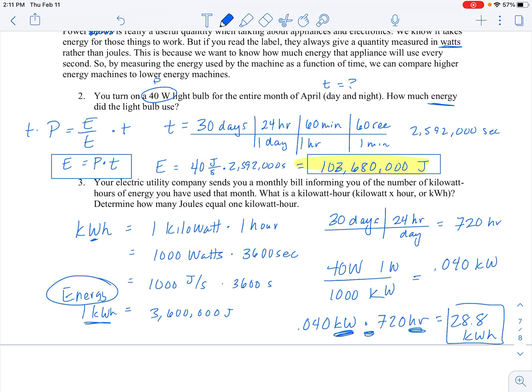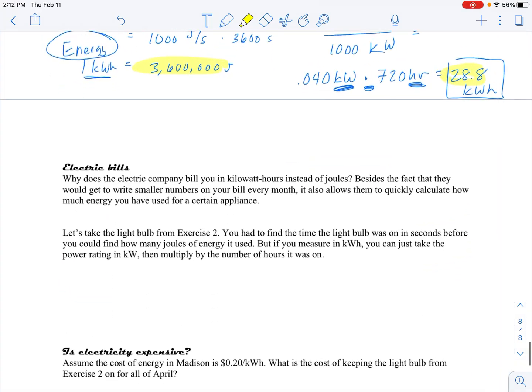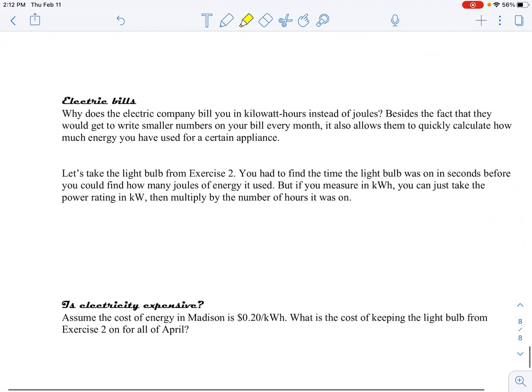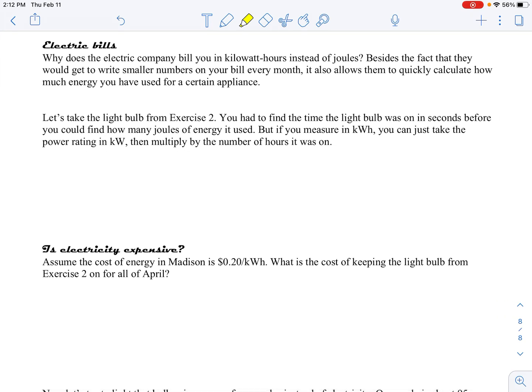Now, if I take 28.8 kilowatt hours and I multiply by 3,600,000, guess what I get? I get this answer up here. And I should, because those things are equivalent. Okay, so let's explore this idea of the electric bills and electricity used in households.